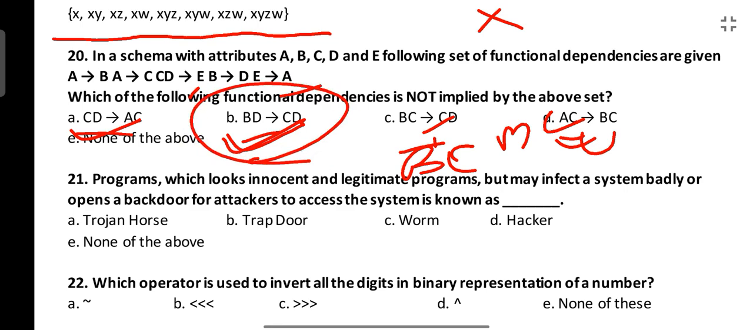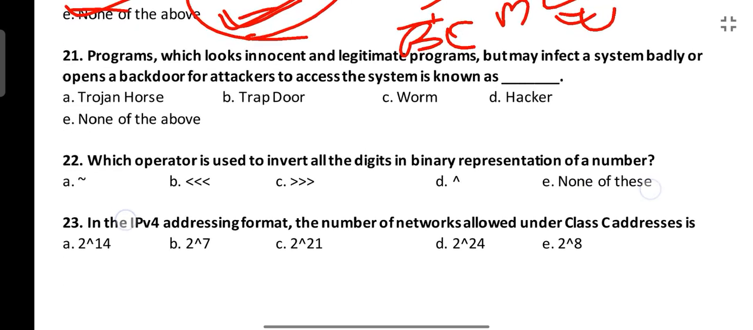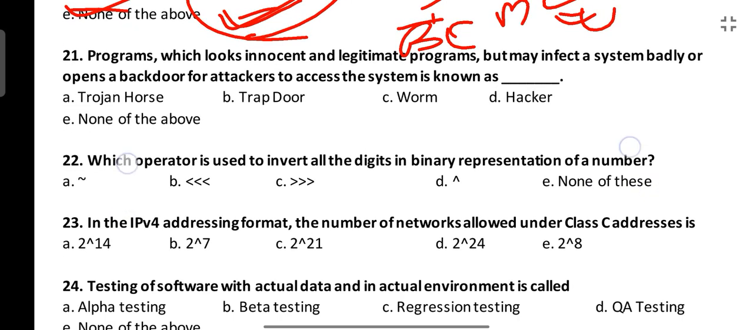If it is not clear, then you can watch one of my videos where I have discussed how we can derive functional dependencies, or let me know in the comment section. In tomorrow's video, we will discuss more about this type of question and how we should derive this.